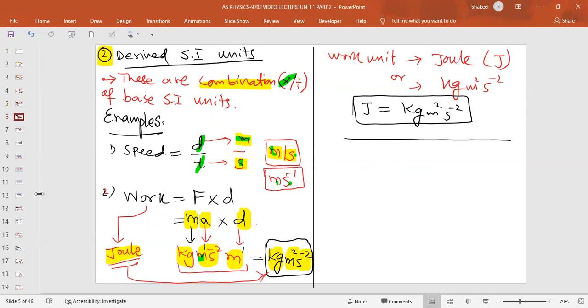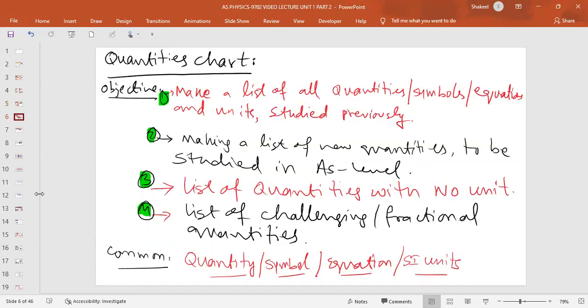Okay, so moving forward. We have to look at the quantity chart. In this, we'll make a list of all the quantities along with their symbols, equations, and units. And then we'll make a list of the new quantities that we will be studying in AS level. Then we'll list quantities with no unit. And then we will make a list of some challenging and fractional quantities.